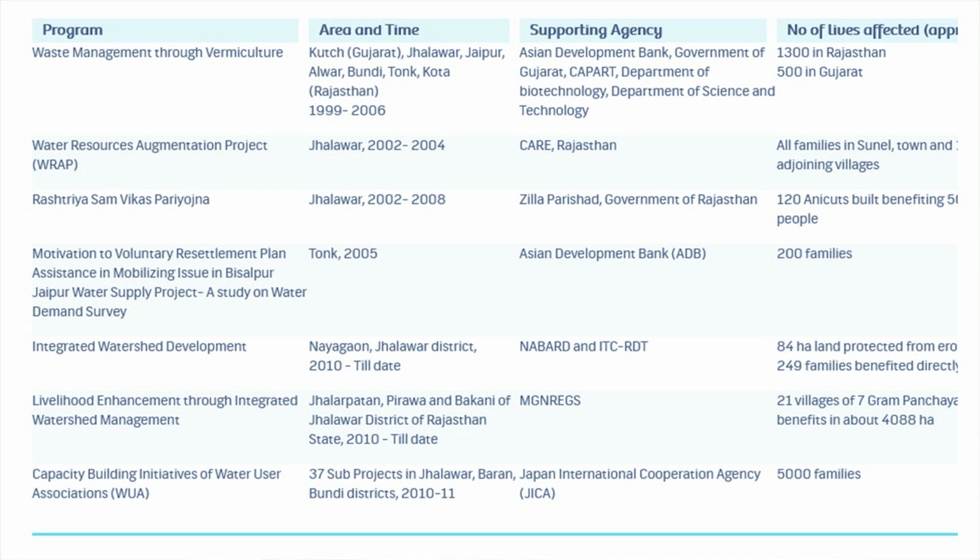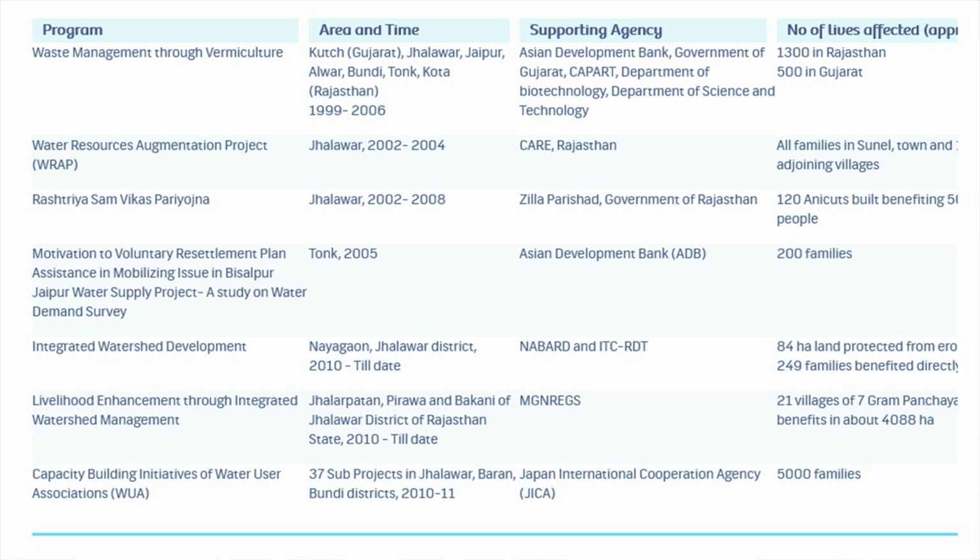Another project is about water, that is the Water Resources Augmentation Project. This project focuses on how water resources can be conserved and augmented, and it was carried out in 2002 to 2004 at Jhalawar, sponsored by CARE and the Government of Rajasthan. All families in Sunel town and adjoining villages were affected by it because water is an important source, and since Rajasthan is a desert area, it was important to augment the water resource here.